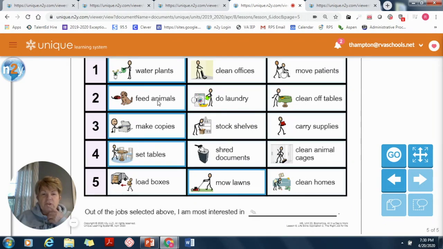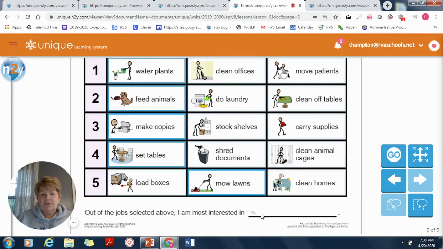For me, I have to choose. I think for me, of these, I would like to water plants. Okay, so now you look at yours and you choose the one that you like the most. You choose the one that you would like the most. All right, got that in your head? Circle it on your paper.